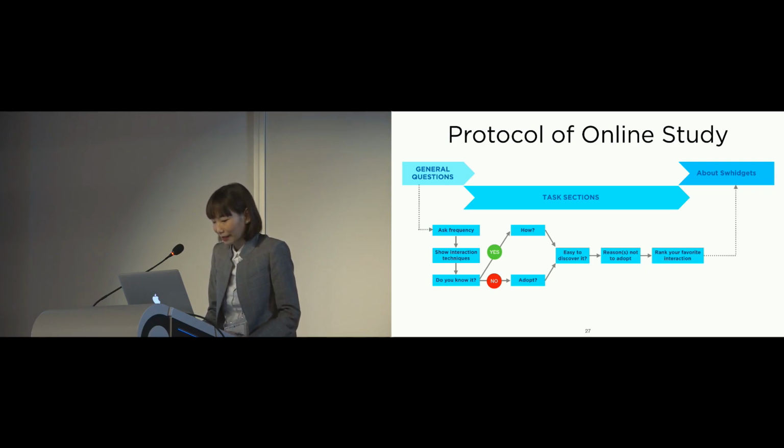So this time, in the task section, we show participants all the possible interaction techniques that they can use to solve the task. Then we ask deeper questions on adoption, discovery, and the source of knowledge, meaning how they discovered them. At the end of the task, because we have shown all the input methods, we ask respondents to rank them in their favorite order. The third part of the online study is a statement evaluation to know what participants think of Swhidgets, and I'll show some statements later on.